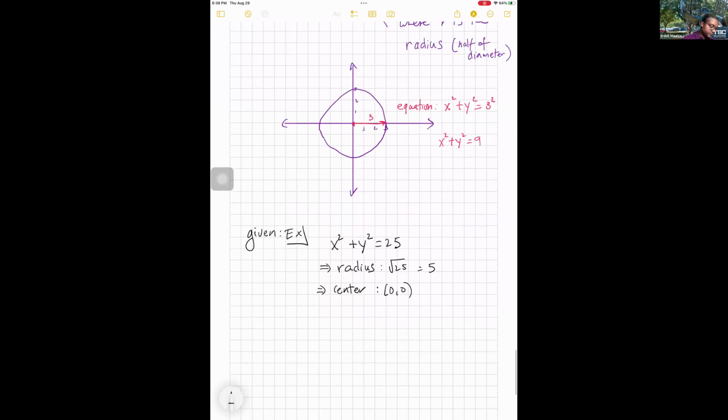Another example, if I have x squared plus y squared equals 39, then the radius is going to be the square root of 39. That does not simplify, 13 times 3. And the center will be again at 0, 0. Questions there?